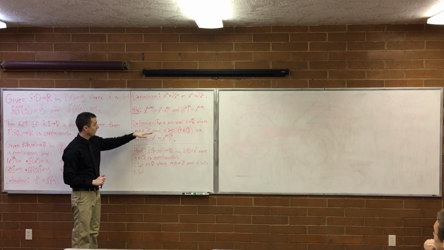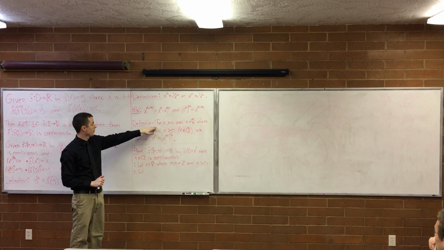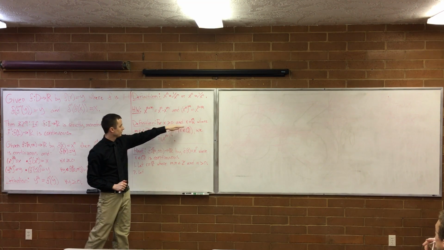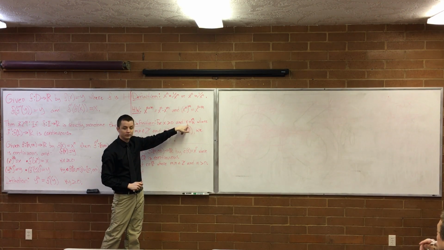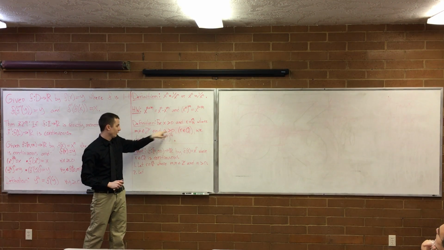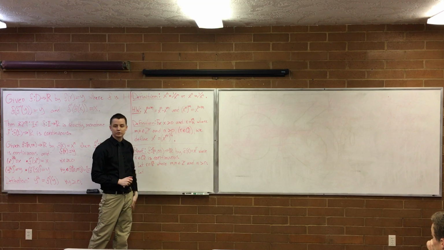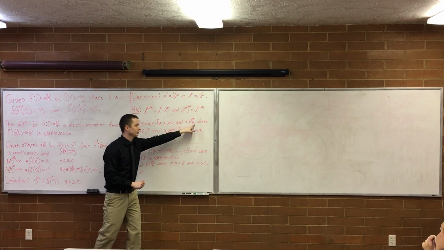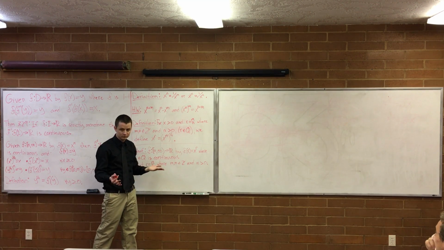Now, let's do x to a rational number. So for some positive number x and r equal to m over n, where m and n are integers and n is greater than 0, or in other words, r is a rational number and we choose to write it so that the denominator is positive. Right.